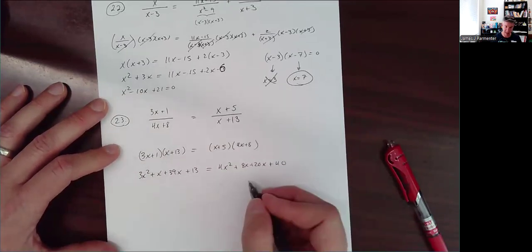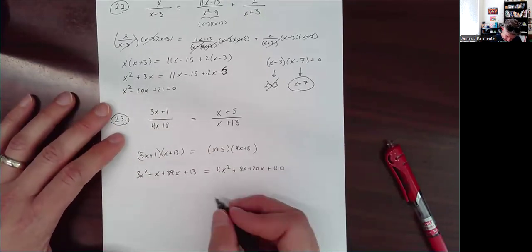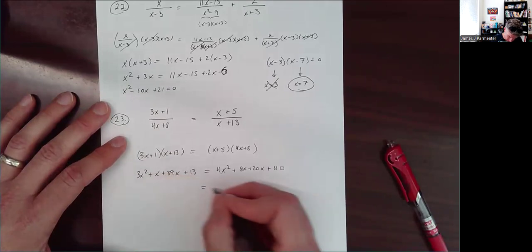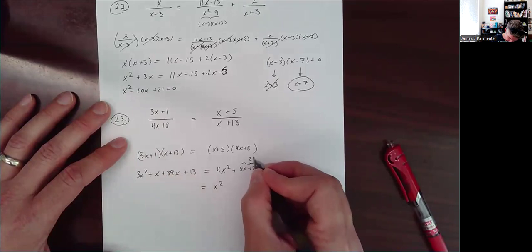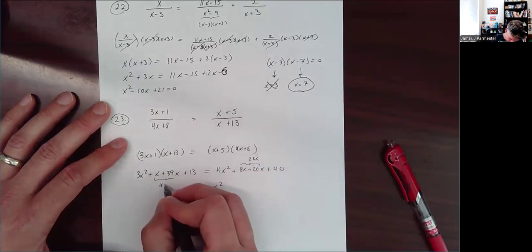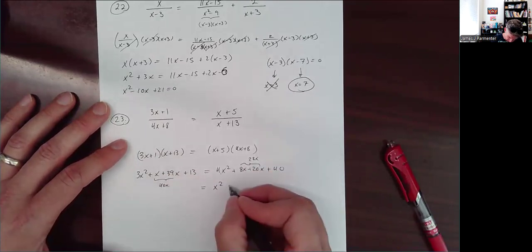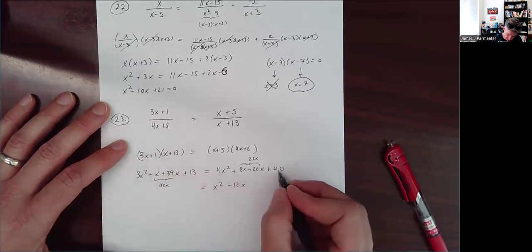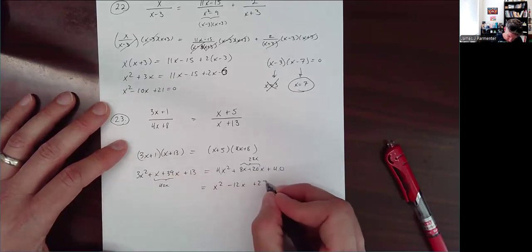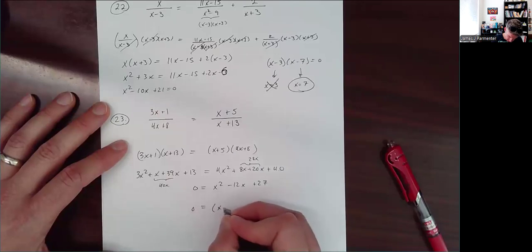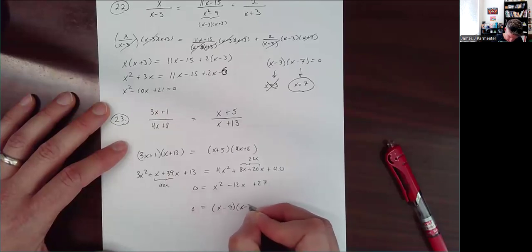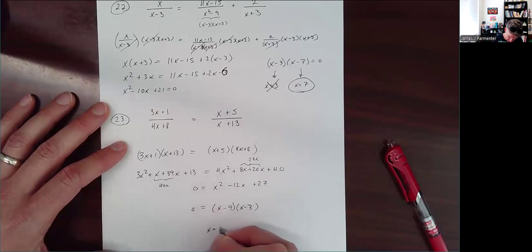Bring everything to the right-hand side so that the x squared coefficient is positive. So 4x squared minus 3x squared is x squared. This is a 28x. This is a 40x. 28x minus 40x is minus 12x. And 40 minus 13 is 27. And that's equal to 0. And then this factors as x minus 9 times x minus 3. So we get x equal to 9 or x equal to 3.